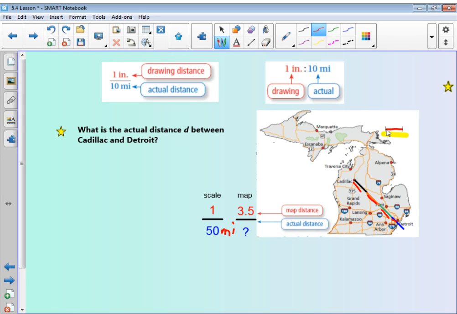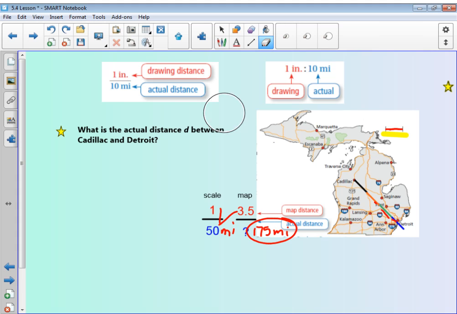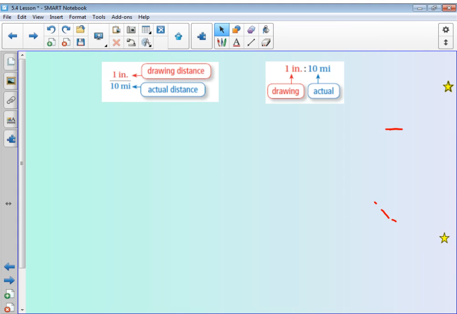So now we get to work like we did previously. We're going to cross multiply and then divide. So we're going to take 3.5 times 50. And then that divided by 1 is still the same. So 3.5 times 50 gives me 175 miles. So it's actually 175 miles between those two locations. Okay, so we're going to go ahead and practice using a scale and finding a distance.